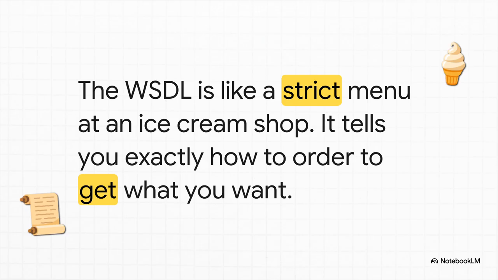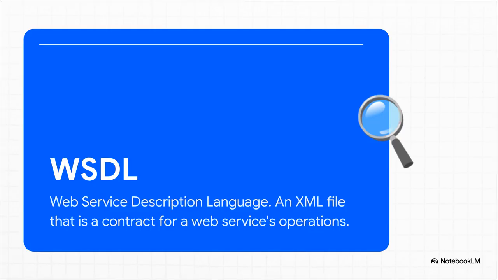There's a menu on the wall, and it tells you exactly what flavors they have, what toppings are available, and the precise words you have to use to order. If you ask for something that's not on the menu, or you say it wrong, no ice cream for you. That strict menu, that's the WSDL. And that's exactly what the WSDL, or Web Service Description Language, is.